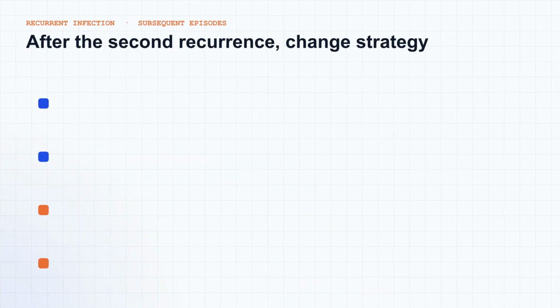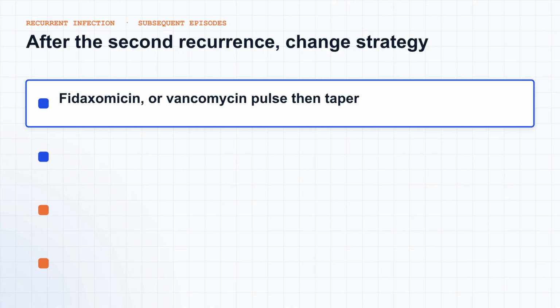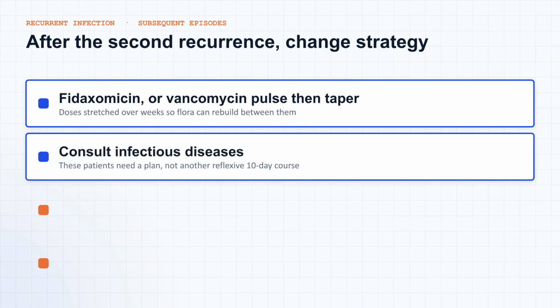For a second or later recurrence, the approach changes again. Use Fidaxomicin, or a vancomycin pulse and taper, where the dose is stretched out over weeks so the flora can rebuild between doses. Consult infectious diseases at this point. These patients need a plan, not another reflexive 10-day course.